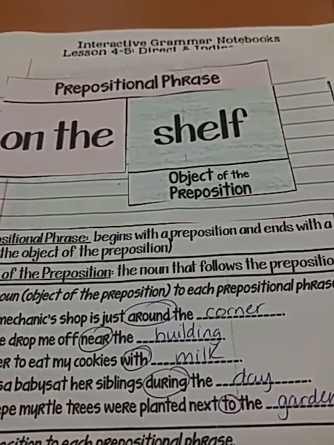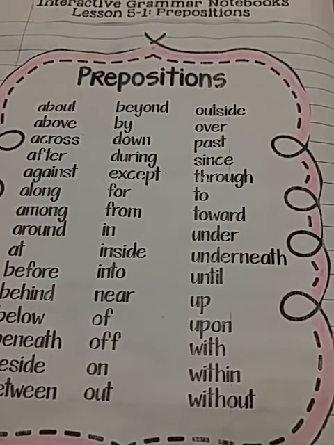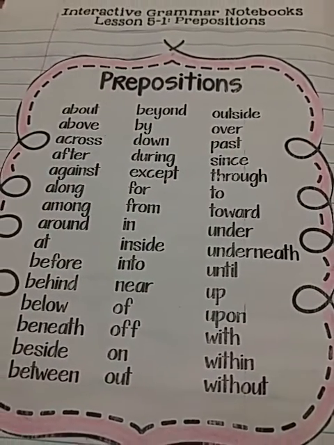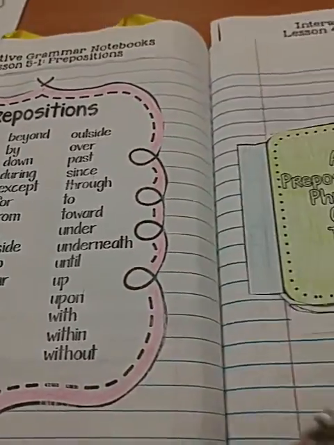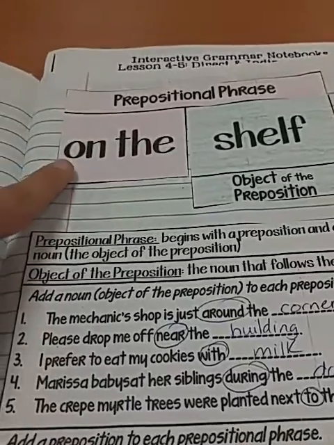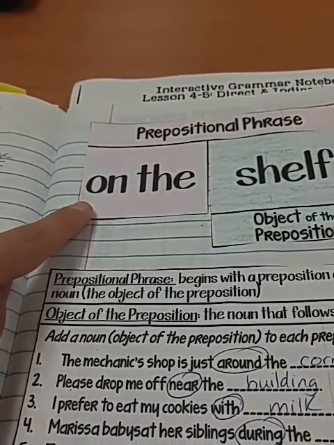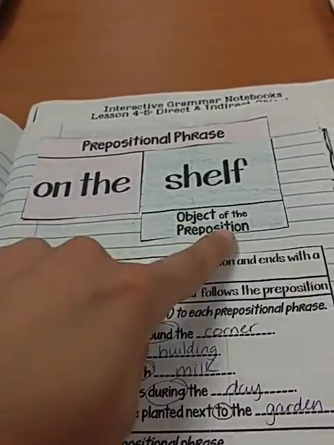So remember when we talked about prepositions, they were words that showed where something was. In a prepositional phrase, what we are going to learn is that it will start with a preposition and then it will end with an object.